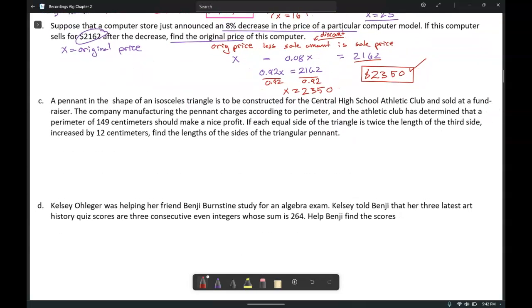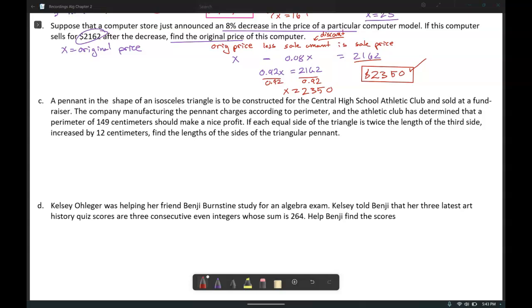A pennant in the shape of an isosceles triangle is to be constructed for the Central High School Athletic Club and sold at a fundraiser. The company manufacturing the pennant charges according to the perimeter, and the athletic club has determined that a perimeter of 149 centimeters should make a nice profit. If each equal side of the triangle is twice the length of the third side, increased by 12 centimeters, find the lengths of the sides of the triangular pennant.